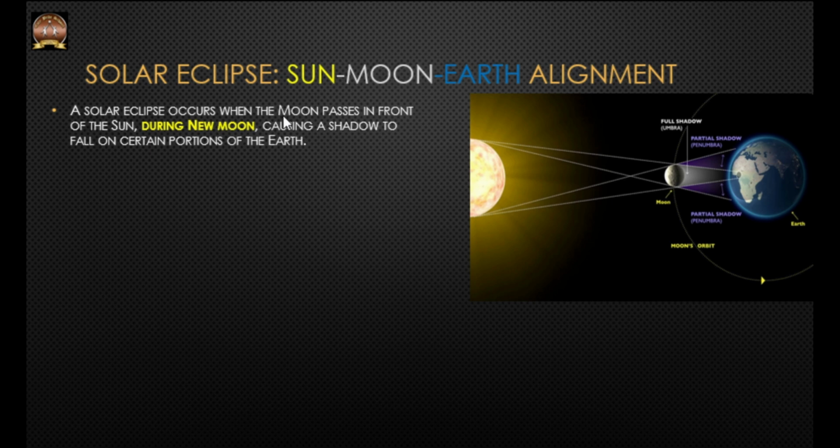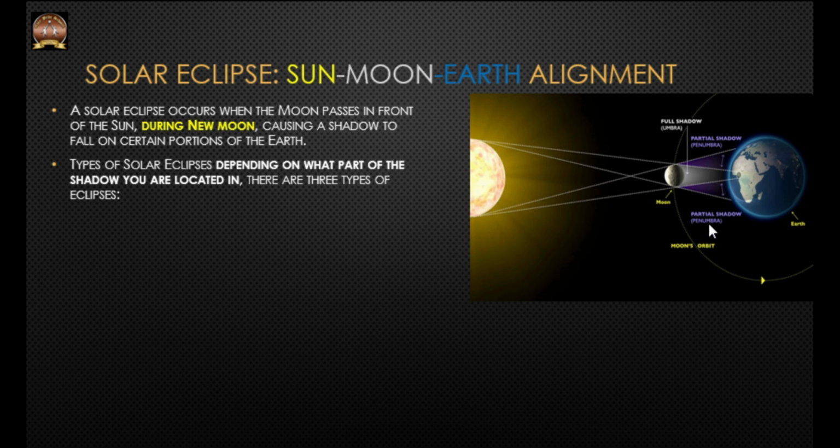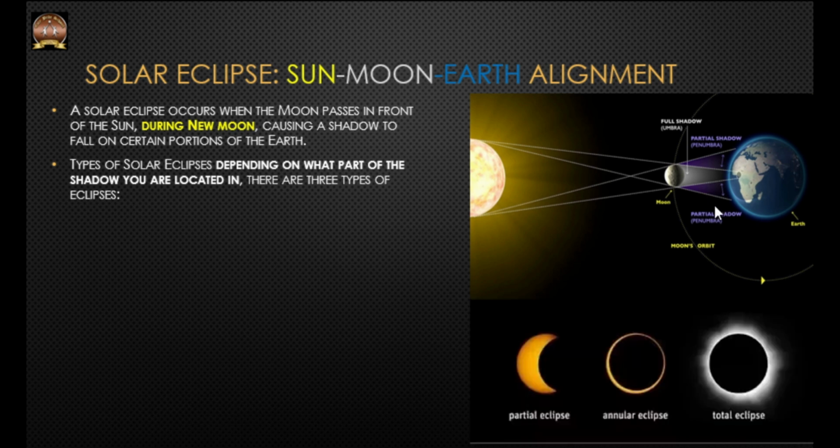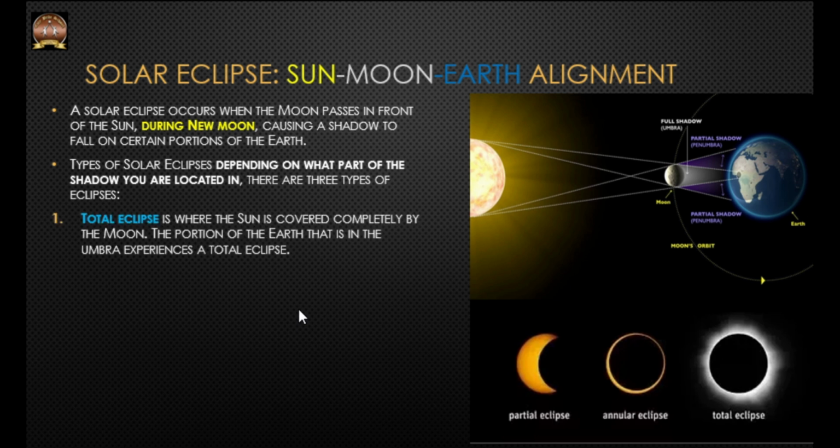The solar eclipse happens when the sun, moon, and earth are aligned in that order. Therefore, a solar eclipse would only occur during a new moon, causing a shadow to fall on certain portions of the earth. A solar eclipse can be of different types depending on what part of the shadow you are located in. There are three types of eclipses, that is the partial eclipse, the total eclipse, and the annular eclipse.